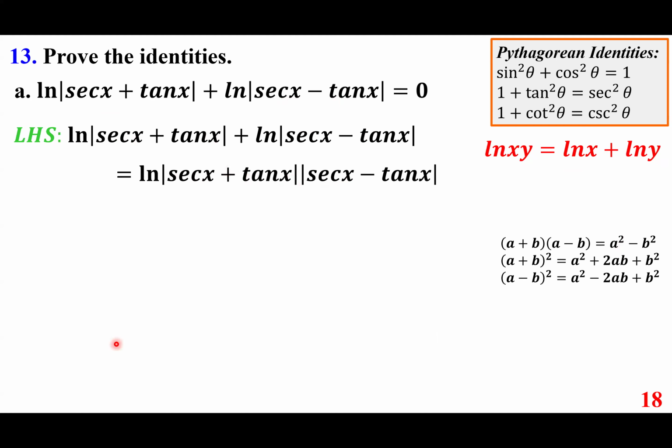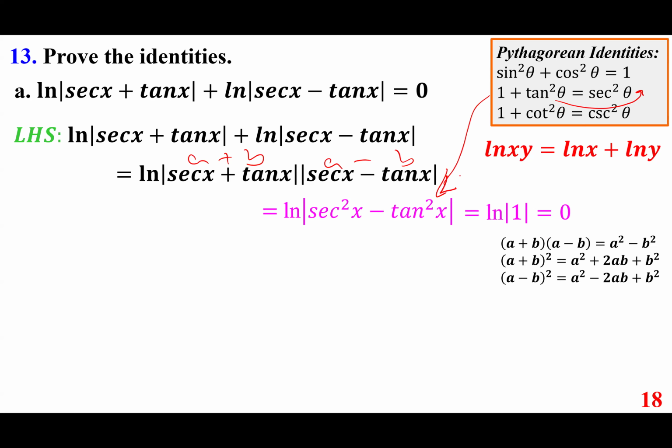So the product of these two is a plus b, a minus b. The result is a squared, secant squared, minus b squared, tan squared. Now, I hope you see that if I move this way, this becomes 1. And ln of 1 is 0. Notice I keep the absolute value until the end. This you can drop it, and ln 1 is 0.